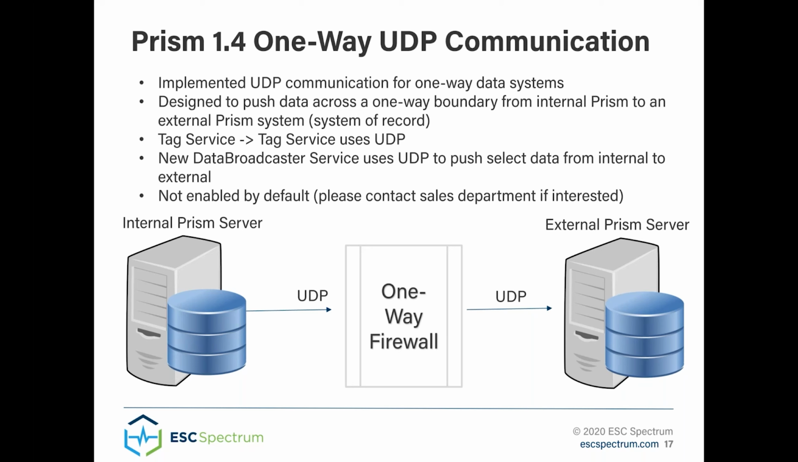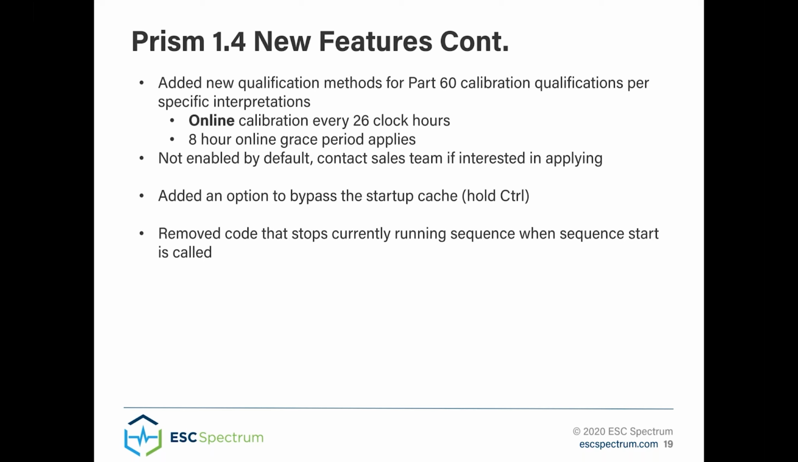And then we removed code that stops any currently running sequences when a sequence start is called. This really only affects services. So the services do call sequence start. For example, when an AutoCal is called to start up after a unit comes online, if you have that option enabled, our services will make the call to the data collector service to start that service up. So that's now allowed to go through.